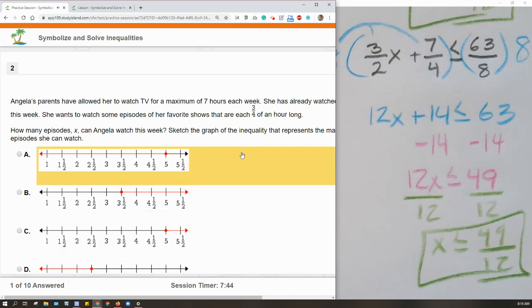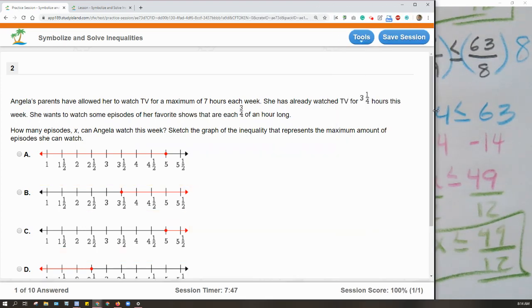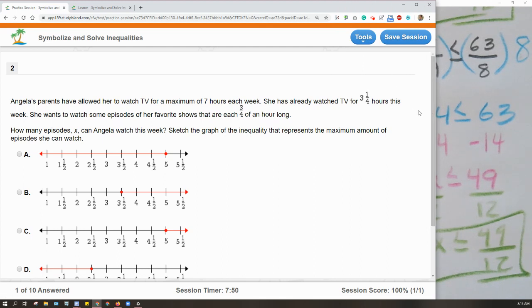Next one. Angela's parents have allowed her to watch TV for a maximum of 7 hours a week. She has already watched TV for 3¼ hours this week. She wants to watch some episodes of her favorite shows that are 3/4 hour long. How many episodes, x, can Angela watch this week? Sketch the graph of the inequality that represents the maximum amount of episodes she can watch.